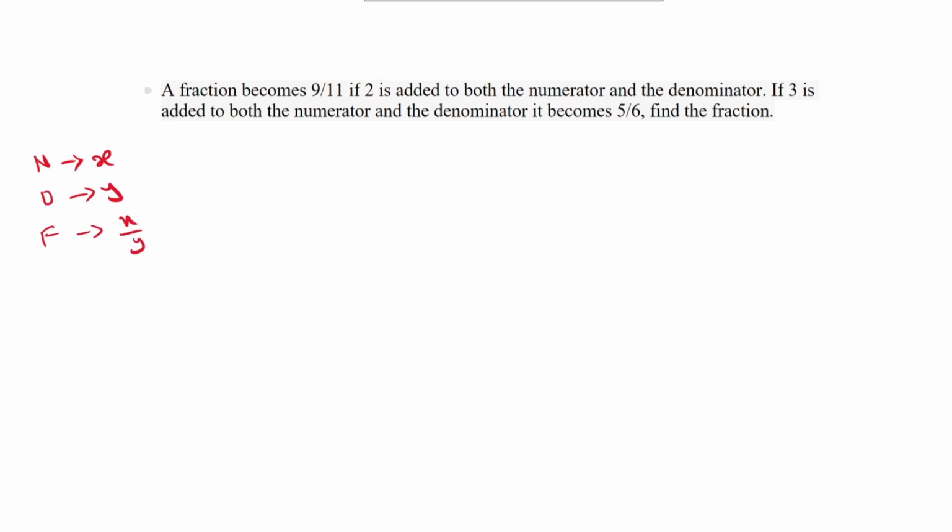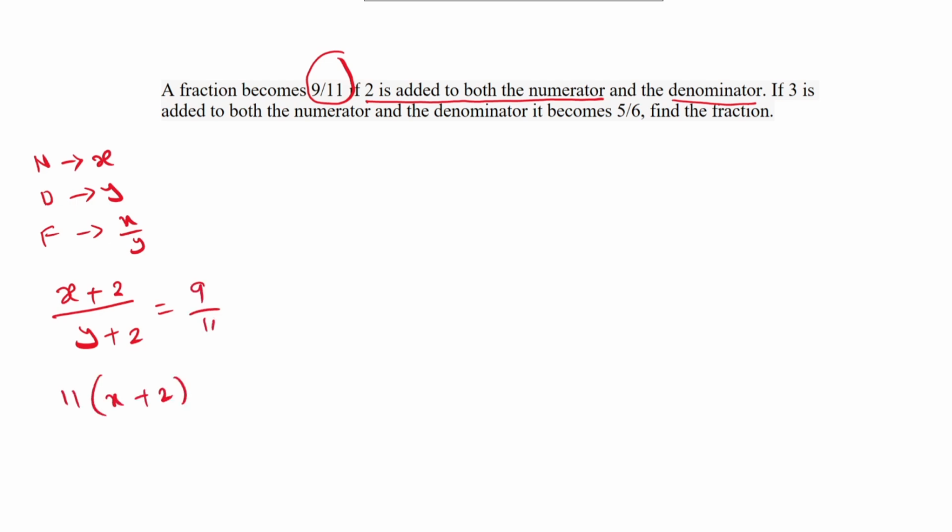Now he is saying that 2 is added to both the numerator and denominator. Our original fraction is x by y. Now he is adding 2, so x plus 2 and y plus 2. Then the fraction will be equal to 9 by 11. Doing cross multiplication, 11 into x plus 2 equals 9 into y plus 2.